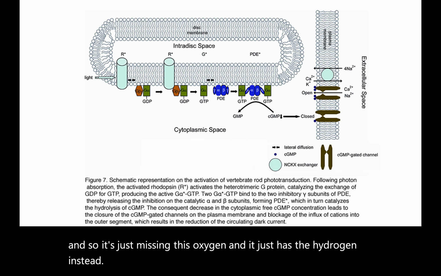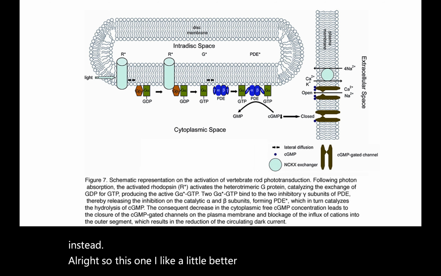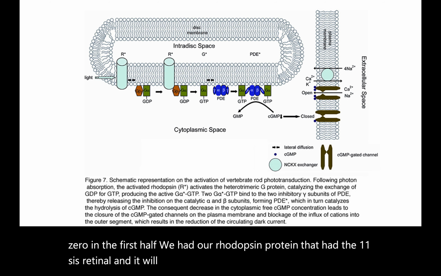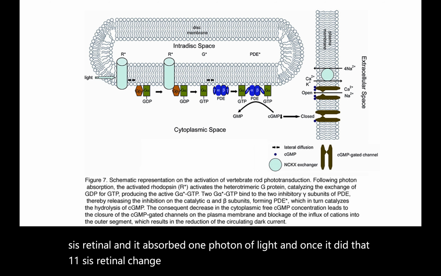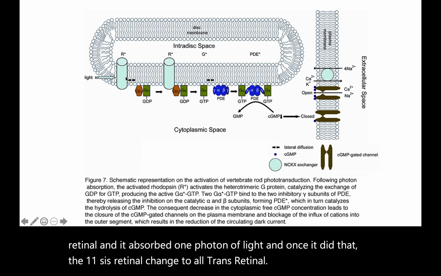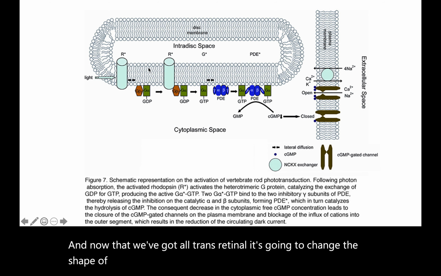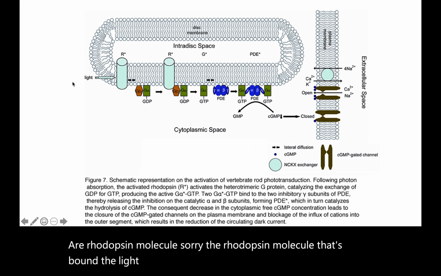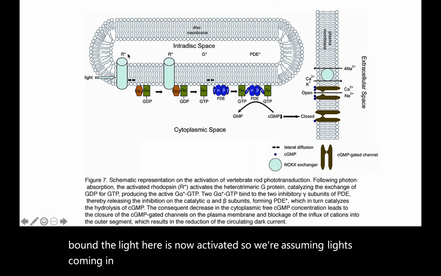All right, so this one I like a little better for showing what's going on. So in the first half, we had our rhodopsin protein that had the 11-cis retinal, and it absorbed 1 photon of light. And once it did that, the 11-cis retinal changed to all-trans retinal. And now that we've got all-trans retinal, it's going to change the shape of the rhodopsin molecule, sorry. And the rhodopsin molecule that's bound the light here is now activated. So we're assuming light's coming in, and then this is R star, and R star means R activated, rhodopsin activated with a photon in there.